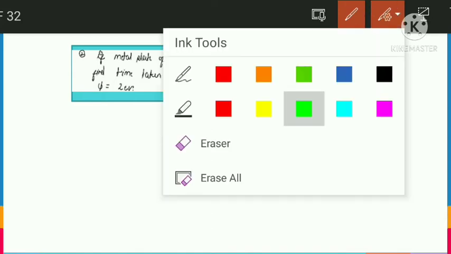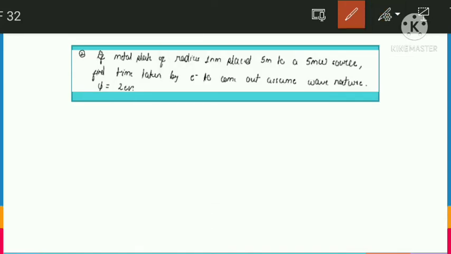Coming to our second question, it says we have a metal plate of radius 1 nanometer, which is very small, placed 5 meter from a 5 milliwatt source. Actually this is not 5 milliwatt, it is 1 milliwatt. I have written it wrong, so please correct it. Then we have to find the time taken by the electron to come out, assuming wave nature. In the photoelectric effect we have assumed particle nature, but if we assume wave nature, what will be the situation? Let's see.